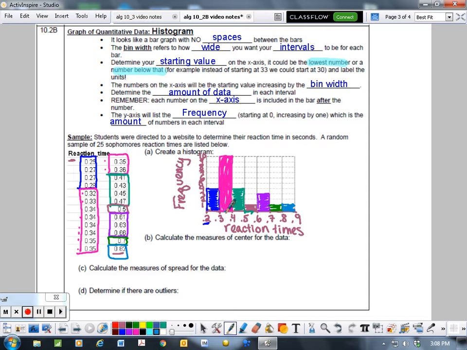Okay, calculate the measures of center for our data. So our mode, what appears most often? And it looks like 0.34 because we've got 1, 2, 3, 4 of them. And then we'll have median. So we're going to look for the one in the middle. So if there's 25 numbers, I could have 12 and 12, and there's one in the middle. So I'm going to go 1, 2, 3, 4, 5, 6, 7, 8, 9, 10, 11, 12. So this is my middle number, 0.35.